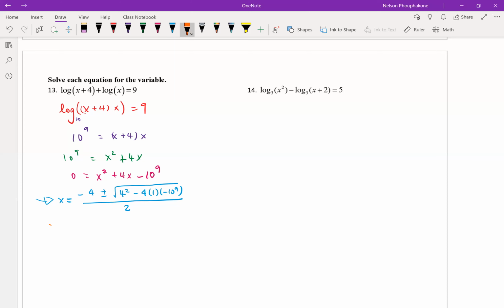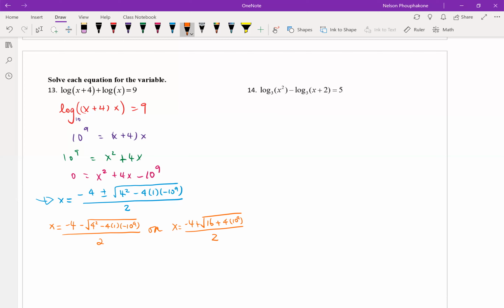And now we have x is equal to negative 4 minus the square root of 4 squared minus 4 times 1 times negative 10 to the 9, over 2, or we have x is equal to negative 4 plus. Maybe let me write this. So this is 16, negative, positive, 4 times 10 to the 9, over 2, okay?